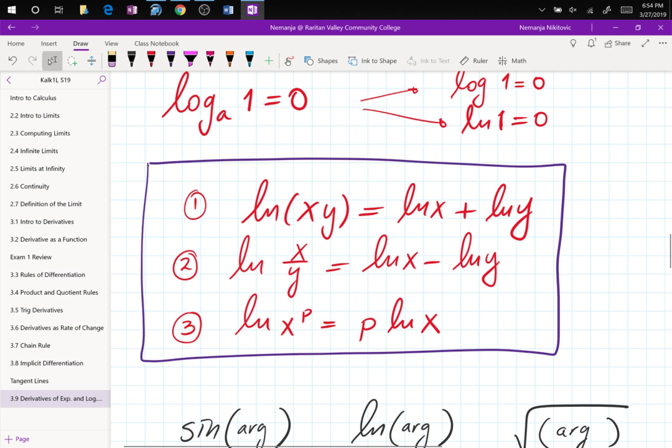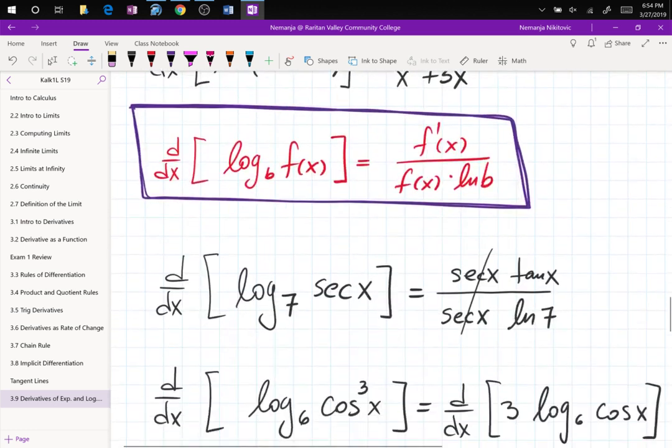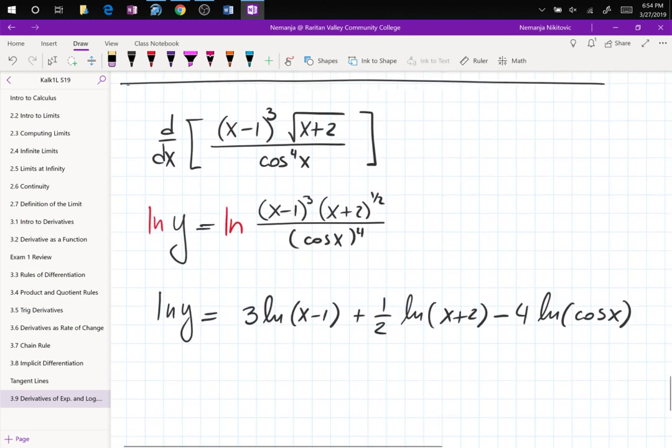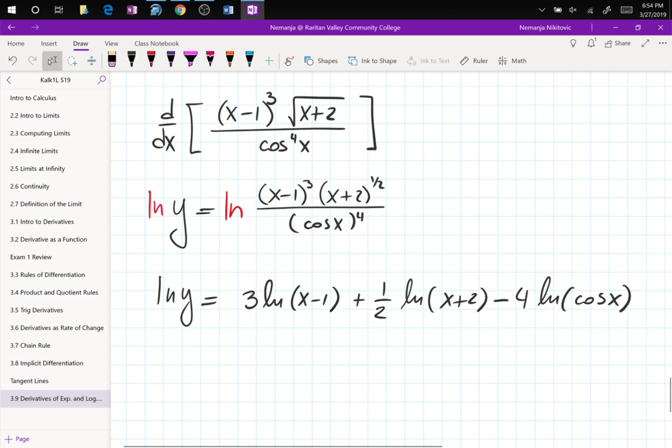So these formulas were used where x minus 1 was my first parenthesis, x plus 2 was my second parenthesis, and then the cosine in the bottom was the denominator, so that was negative, and then all of the exponents. Now, do you see what just happened? We took product rule, quotient rule, and chain rule, and we destroyed them all.